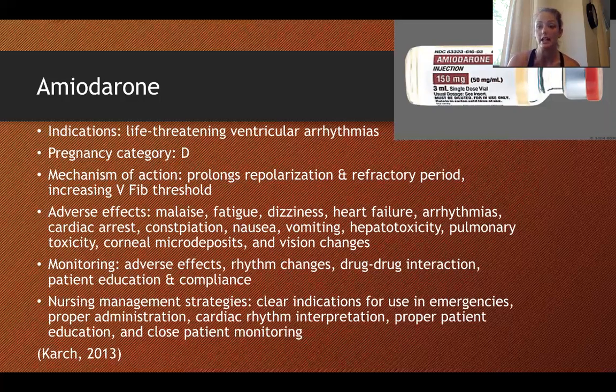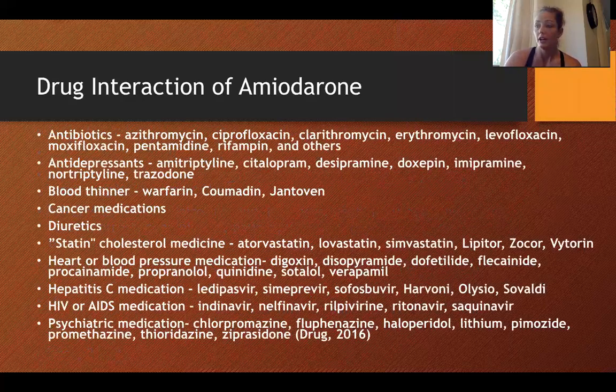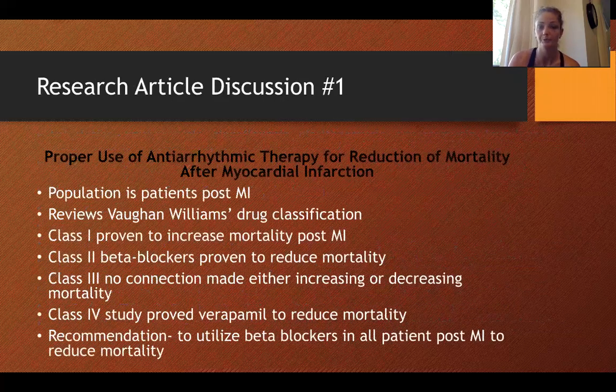Knowing a clear indication of use of amiodarone is very important, especially in the emergency setting, because it is such a high-risk medication. So proper administration and cardiac rhythm interpretation, using it for the proper rhythm, is important as well, and close patient monitoring as always. Here's some drug-to-drug interactions of amiodarone on your screen as well, and some classes. It can interact with antibiotics, antidepressants, blood thinners, and some other medications, as you can see on the screen.